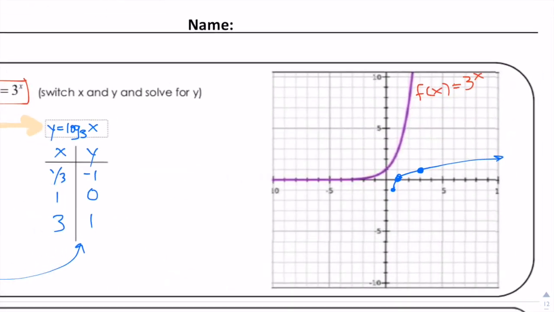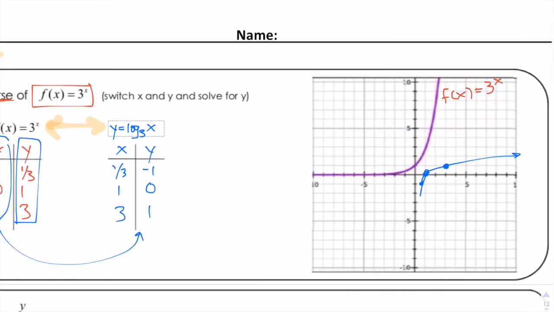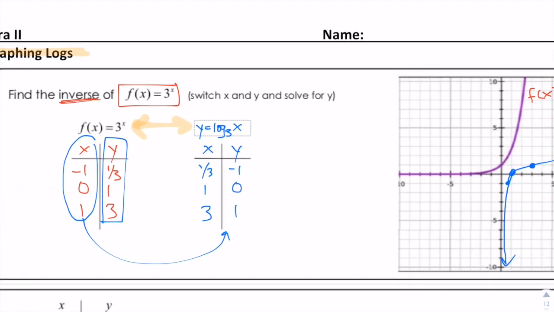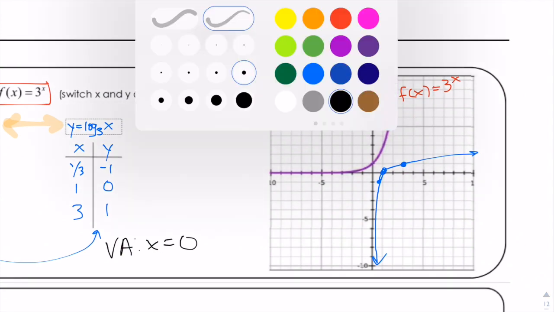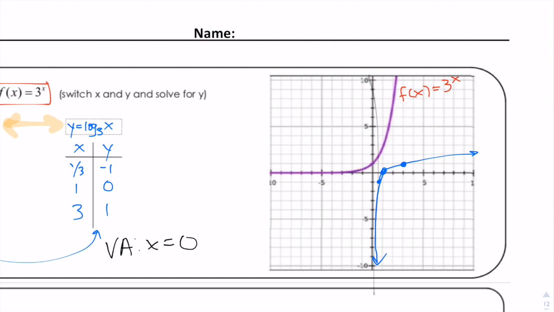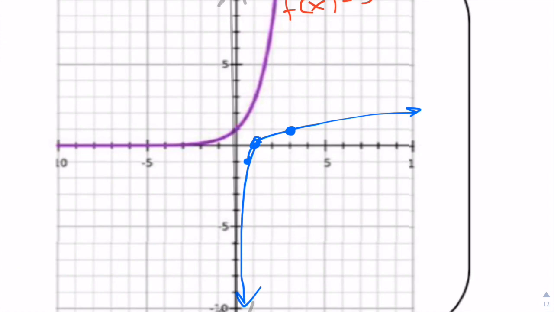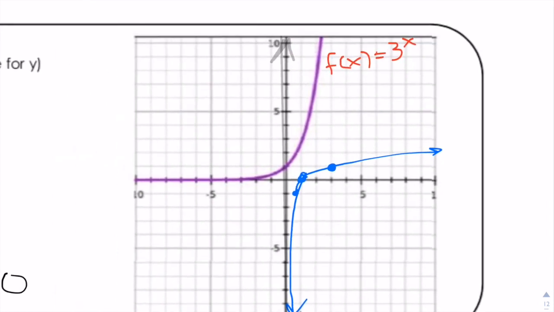Remember how we talked about at the beginning of this chapter what was a horizontal asymptote for our exponential? Horizontal asymptote was y equals 0. Now we have a vertical asymptote, just switching those, x equals 0. So that's going to be this line going right here. That's going to be our vertical asymptote. So everything positive, we talked about how log of whatever base can't have a negative number inside.